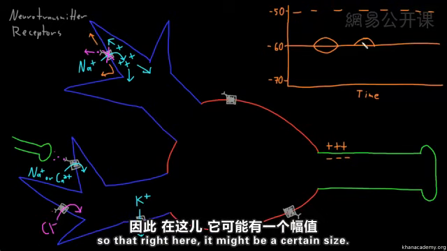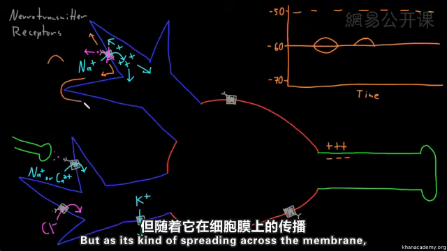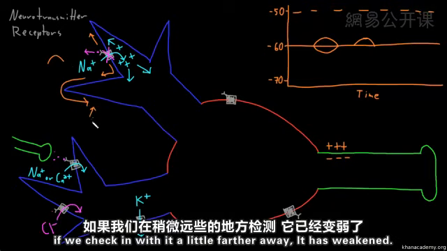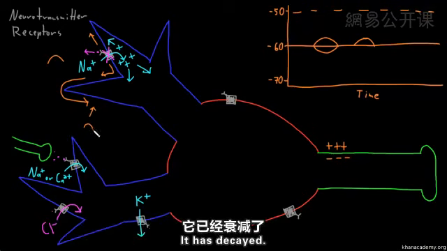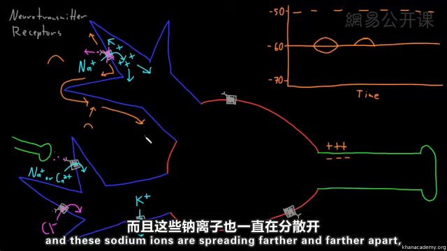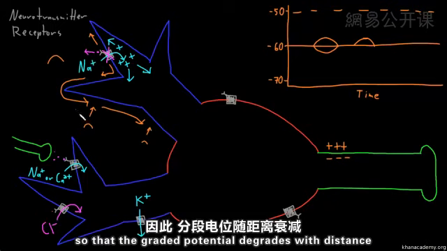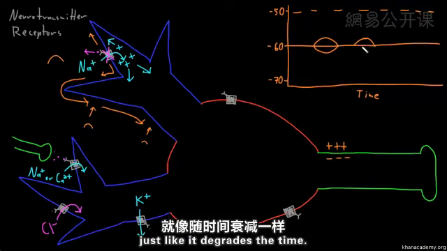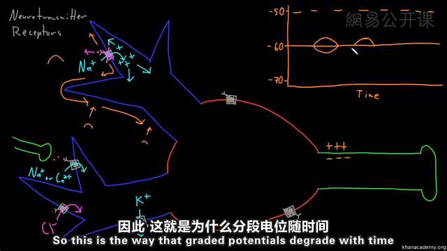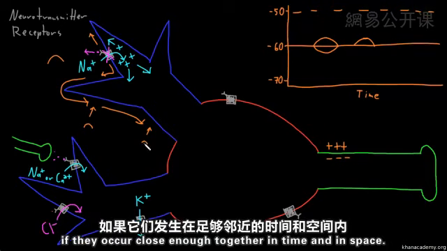So that right here, it might be a certain size. If we look at this piece of membrane, maybe it's about that size. But as it's kind of spreading across the membrane, if we check in with it a little farther away, it has weakened. It has decayed. And as it continues spreading along the membrane and these sodium ions are spreading farther and farther apart, the depolarization gets smaller and smaller, so that the graded potential degrades with distance, just like it degrades with time. So this is the way that graded potentials degrade with time and degrade with distance, so that their effects are only additive if they occur close enough together in time and in space.